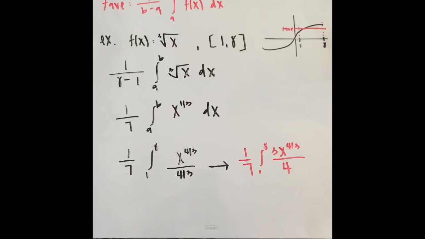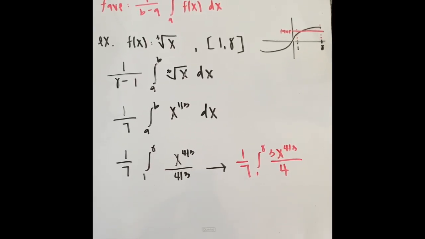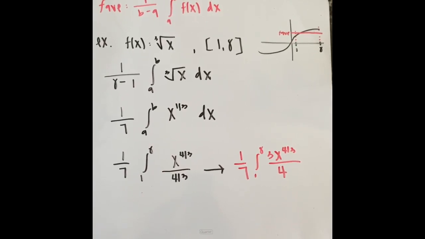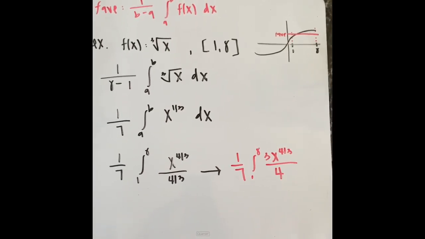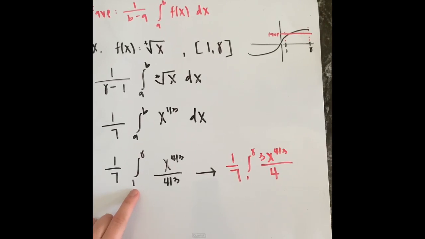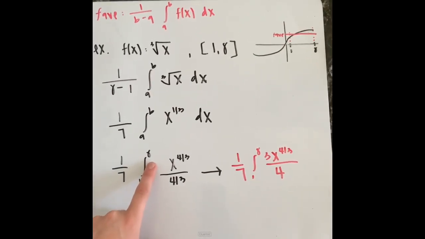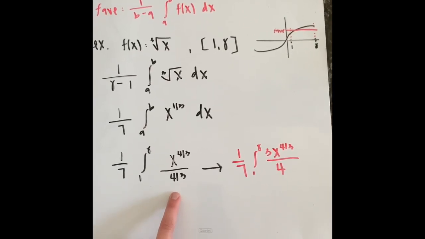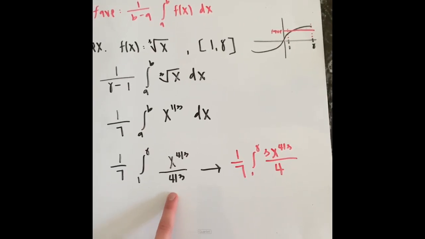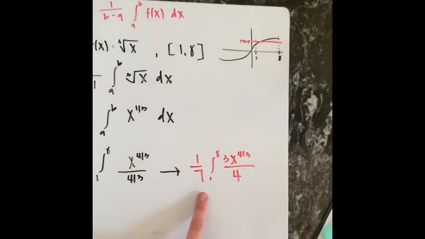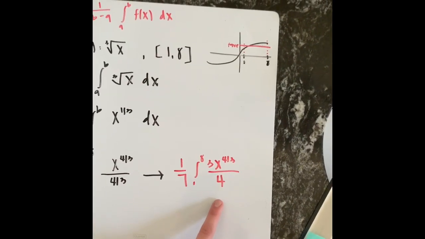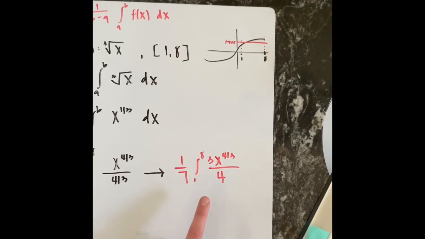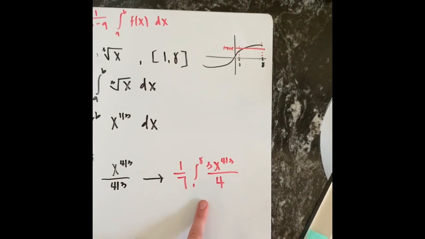Okay, so now we've simplified it even farther and taken the antiderivative of the function of x. So that leaves us with 1 over 7 with our boundaries. A is 1 and b is 8, so I plugged those in. The antiderivative of x to the 1/3 is x to the 4/3 over 4/3, which can be simplified into 3x to the 4/3 over 4, and then the rest is still the same. This is what we're going to use to solve the rest of the equation.